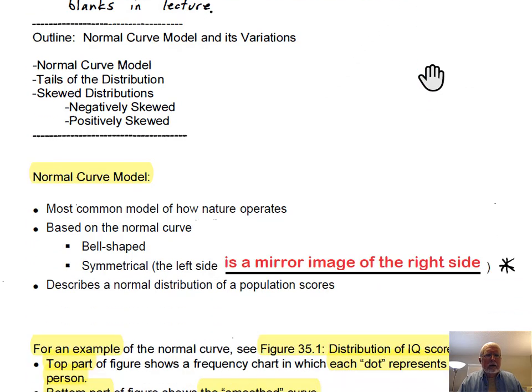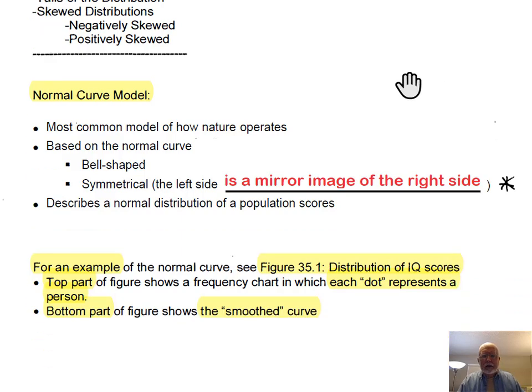I'm on page 35-1, and let's fill in our first blank. A bit down on page 35-1, we have this section, the normal curve model. Normal curve model is the most common model of how nature operates, at least the kinds of variables that we as psychologists study. Normal curve model is based on the concept of the normal curve, what some textbooks refer to as the Gaussian distribution, what some refer to as the bell-shaped curve, because it is bell-shaped. The normal curve model is symmetrical, which means that the left side of the distribution is a mirror image of the right side. There, we have filled in our first blank.